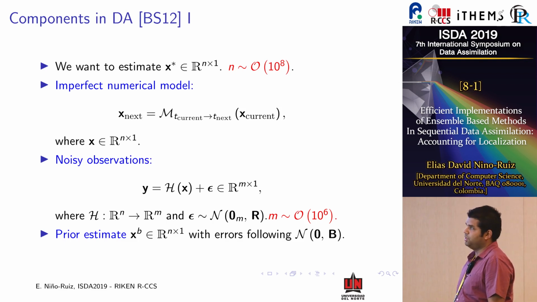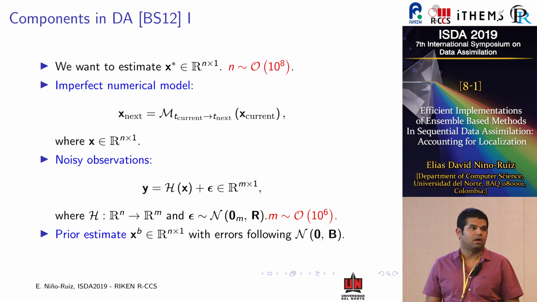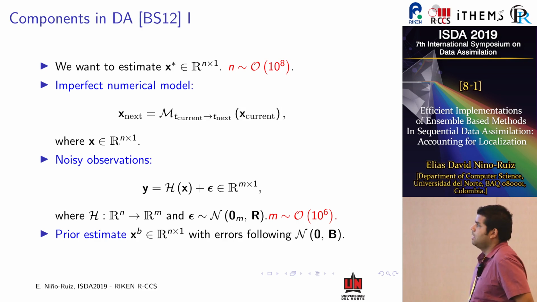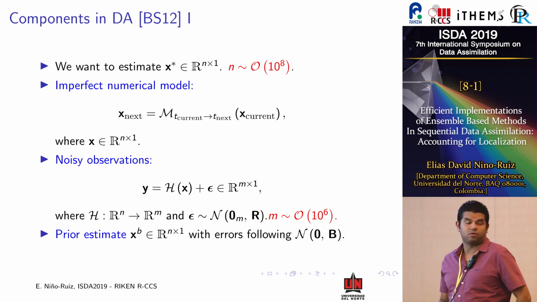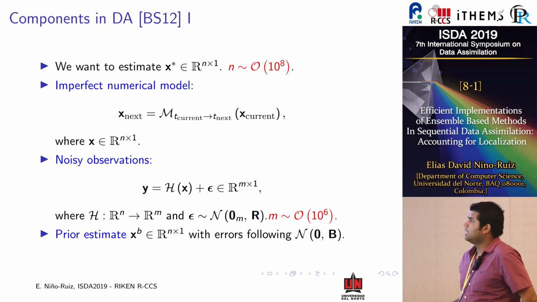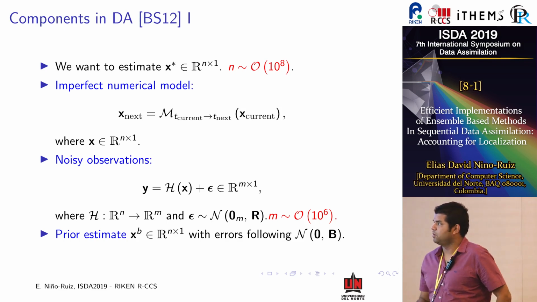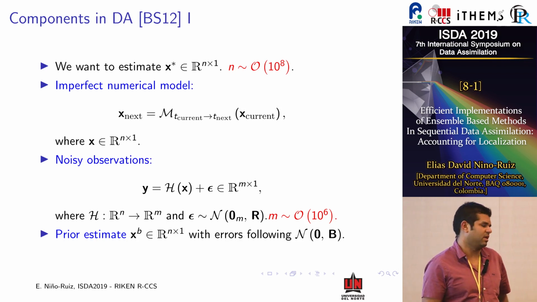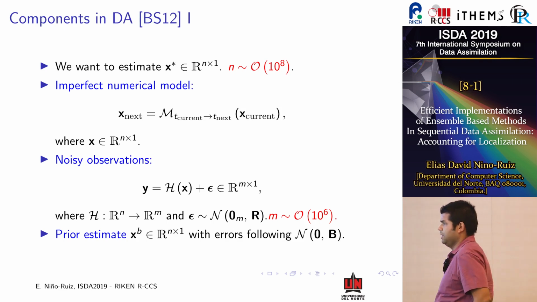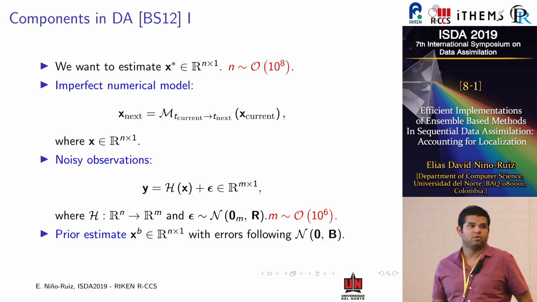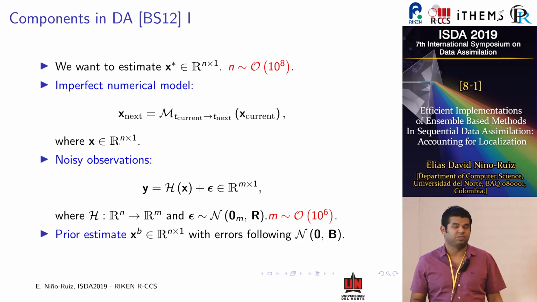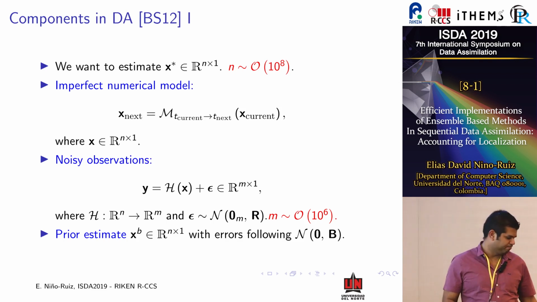We have also noisy observations which relate the state vector to observation space through an observational operator. Here, lowercase m will be the number of observations. I'm assuming it's large, but we can also have a sparse observational network. And we also have a prior estimate xb, which typically comes from a numerical model. And we assume that the errors of xb follow a normal distribution centered at zero mean and covariance matrix B, which is well known as the background error covariance matrix.